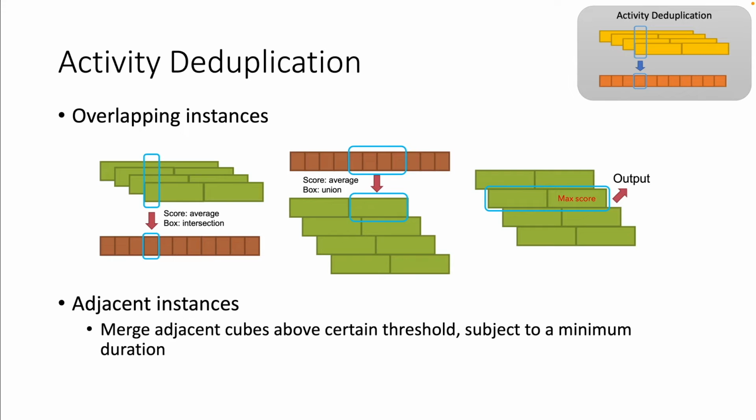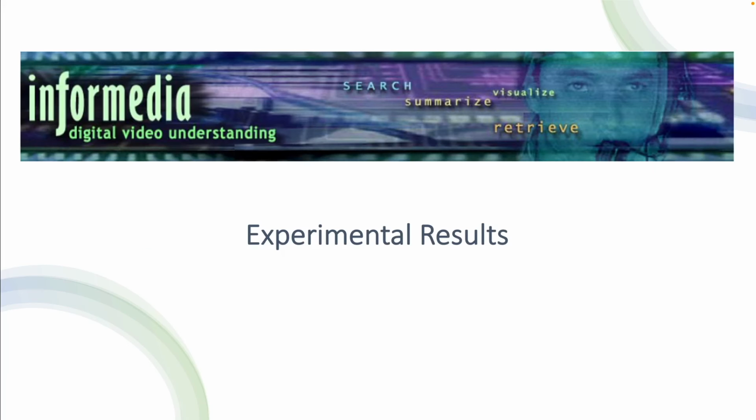In the loosened target, this is enough, but if we are working for the strict target, we need to further merge the adjacent instances. Currently, this is done by simply using a threshold subject to a minimum duration. So far, we have covered the system design part, and following will be the experiment results.